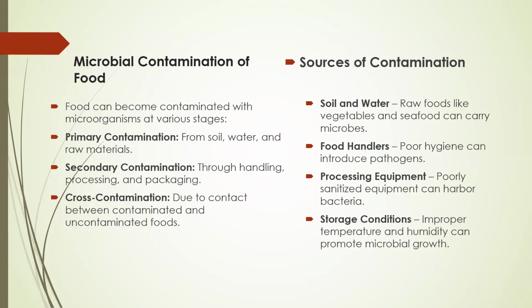Then the food handlers, poor hygiene can introduce pathogens. I've explained that earlier. The processing equipment like the chopping board, your grinder. Also, poorly sanitized equipment can harbor bacteria. Storage condition, improper temperature and humidity can promote microbial growth. I explained that of humidity using grain. You say, okay, your grain cannot spoil, it is non-perishable, but you just carry it and put it on the floor in your house. Meanwhile, maybe you live around a waterlogged area. Then after some weeks, you discover that the rice or the grain is caking, and then they begin to change color.